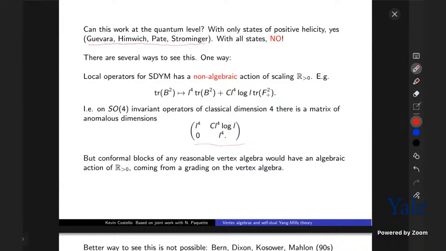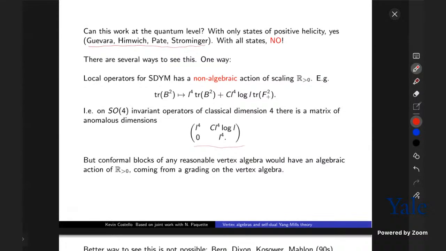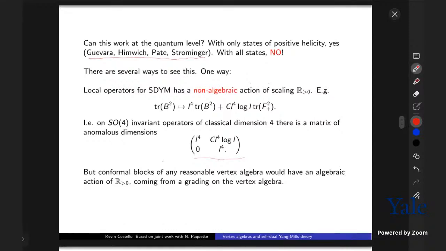Now it seems, I don't have a formal theorem or something, but I just cannot imagine any way in which the conformal blocks of a vertex algebra would have this non-algebraic action of scaling. It seems impossible. About logarithmic conformal field theory, I thought logarithmic conformal field theory didn't have log OPEs. It more had modules which braided around each other in some logarithmic way. Well, it certainly has log of z1 minus z2 in operator product expansions.